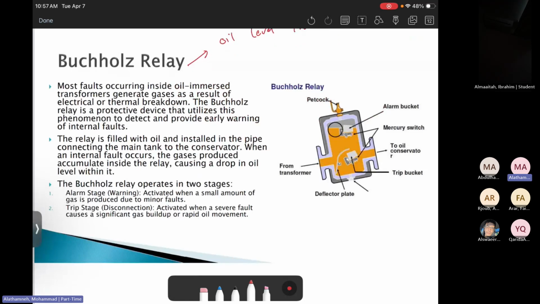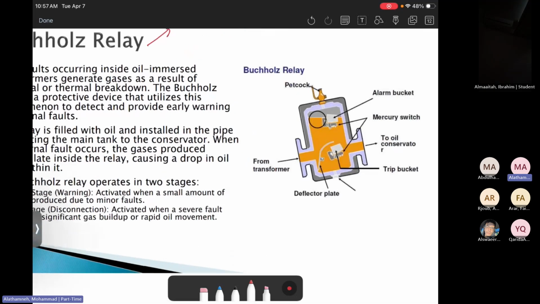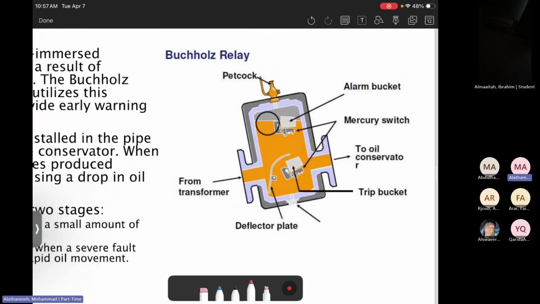The Buchholz relay is not only about the oil level, it's also about warning faults happening inside the transformer. What do I mean by warning faults? Here is the Buchholz relay, how it looks. There are two switches. If the oil level goes down, the alarm stage will be turned on. If the oil level goes to the next switch, here's number one, here's number two, and goes below number two, the trip will be activated. The power will be turned off from the transformer, which means there's something dangerous, while this one will only be an alarm.